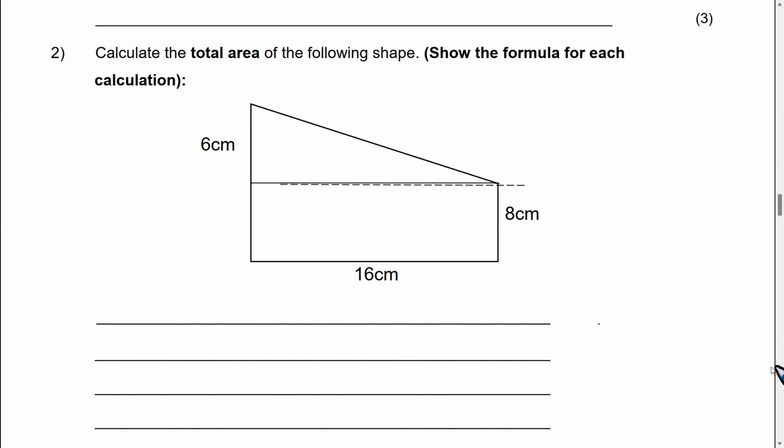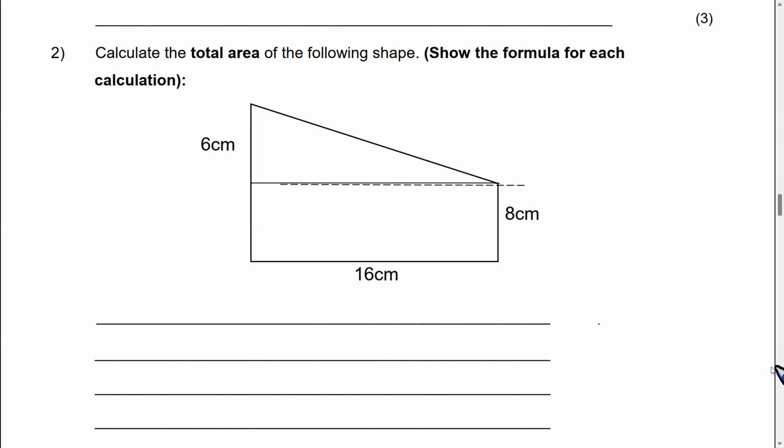So, is it 1024 centimeters cubed? How did you get that? So, you had to multiply 6 times 16 times 8, then also multiply the centimeters, which gives you centimeters cubed.